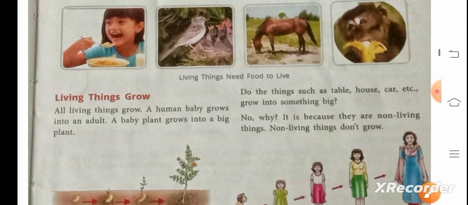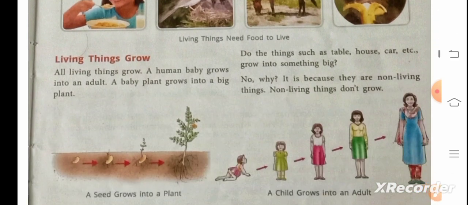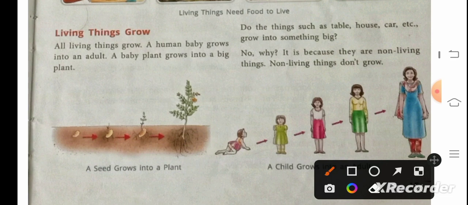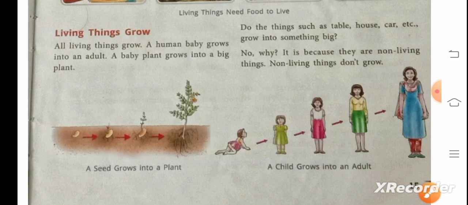Okay, next, living things grow. As I said, by taking food we will grow. You can see in the picture, a seed grows into a plant. And the baby girl becomes an adult. Yes, all living things grow. A human baby grows into an adult. A baby plant grows into a big plant.